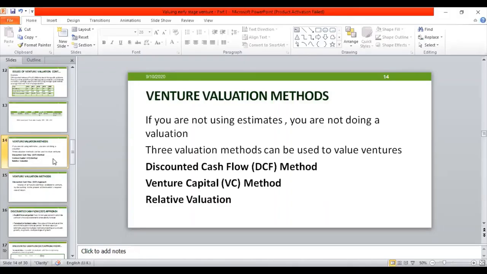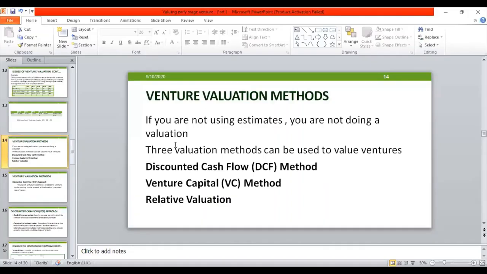So of course, we need estimates of the financial information of financial statements, and these statements should reflect the best guess about the future revenue, expenses, or any investment requirement. And basically, we can use three methods in venture valuation. One is the discounted cash flow method. The second one is the venture capital method. And the third one is the relative valuation method. So we will discuss these three methods one by one.